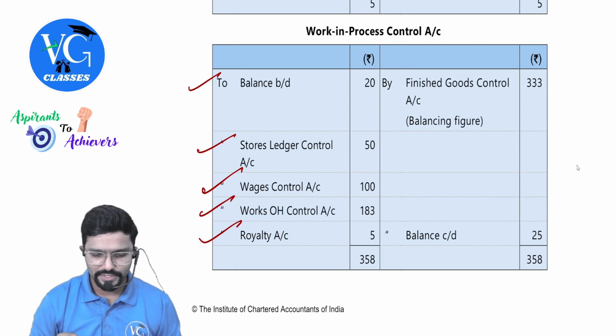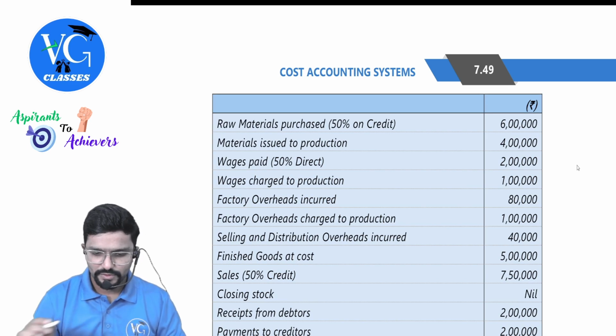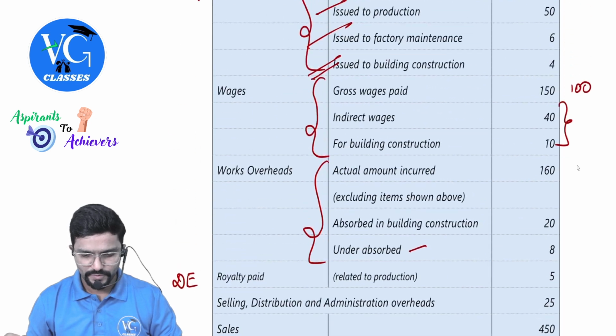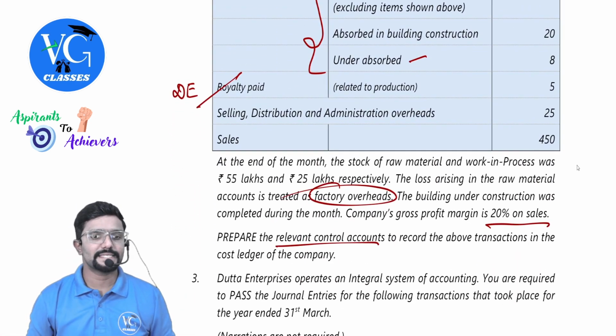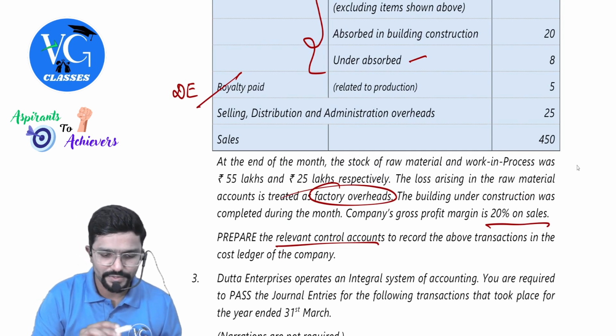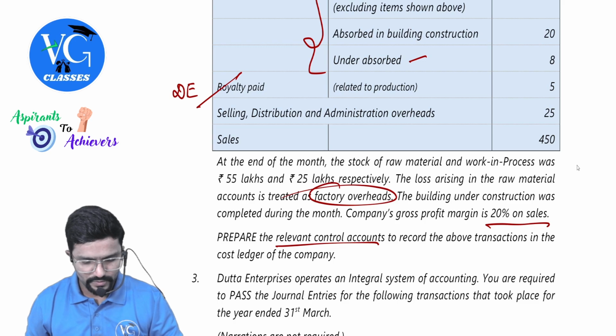Next, so this is taken care of. Selling and distribution overhead 25. Sales 450. Okay, so let us go to the solution.